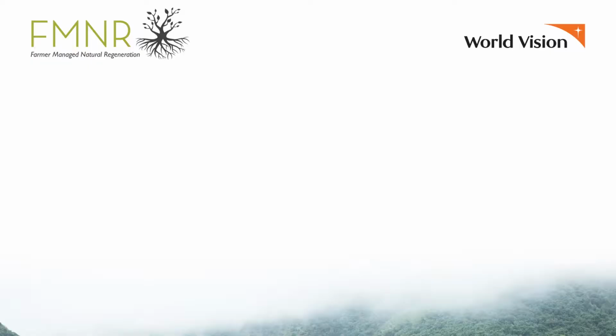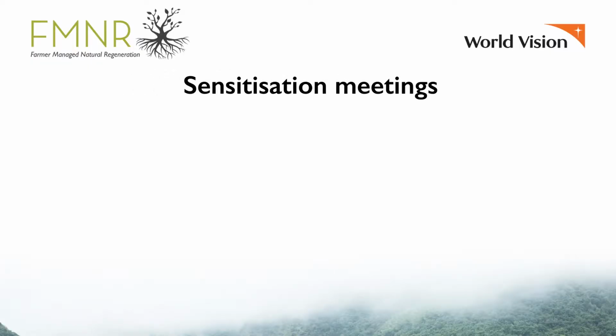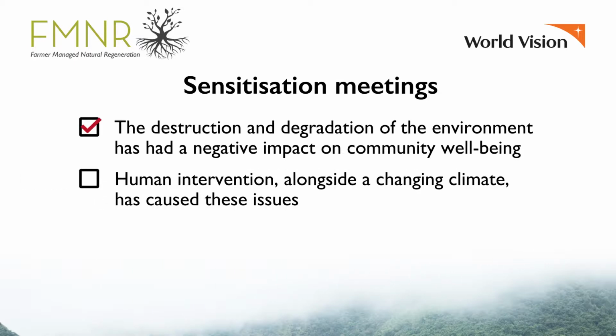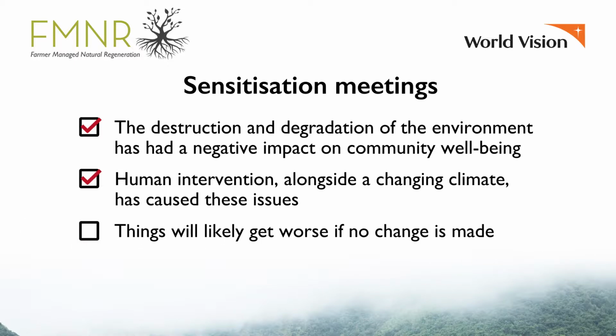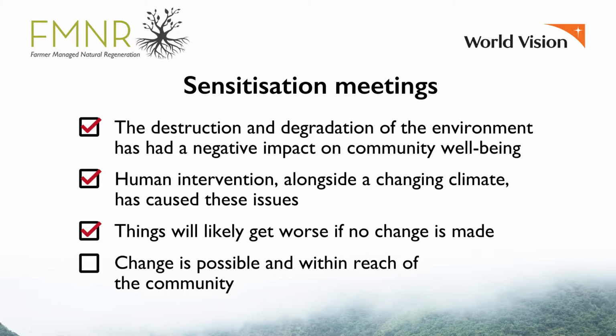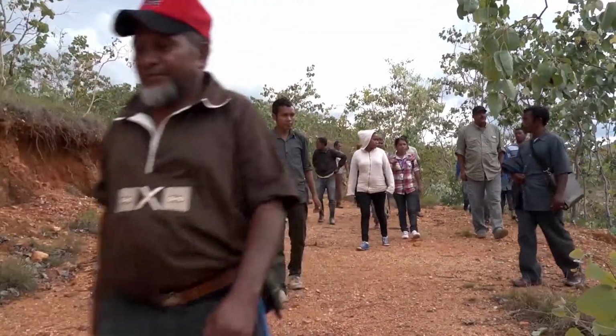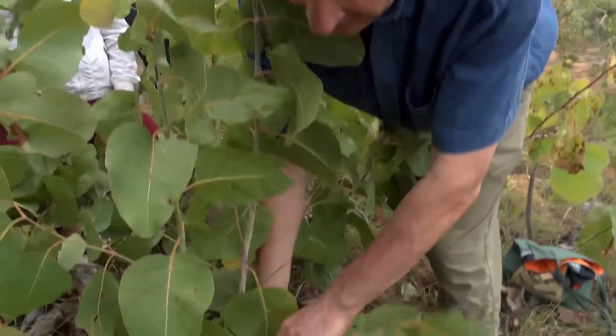In summary, during the sensitisation meeting, you want the community to understand that the destruction and degradation of the environment has had a negative impact on community well-being. Human intervention, alongside a changing climate, has caused these issues. Things will likely get worse if no change is made. And that a change is possible and within reach of the community. When the community understands and has reached this conclusion, it is time to introduce the practice of FMNR.